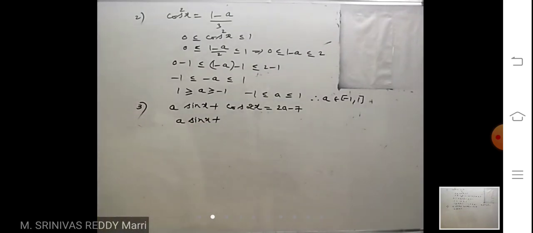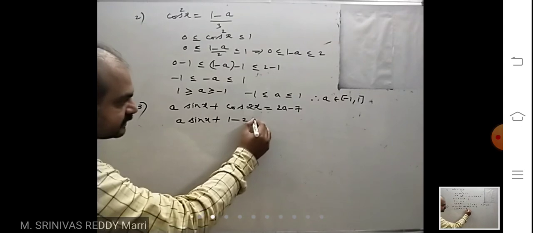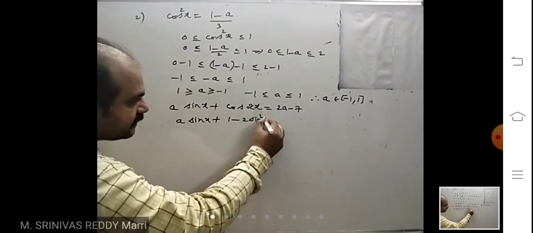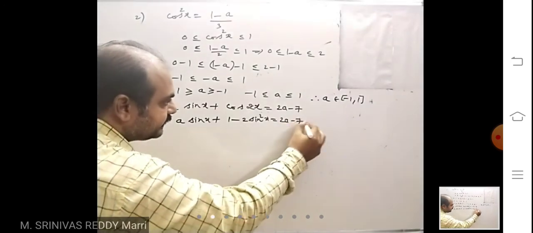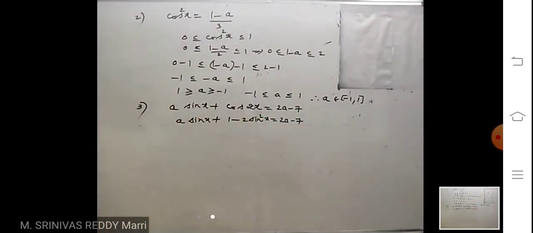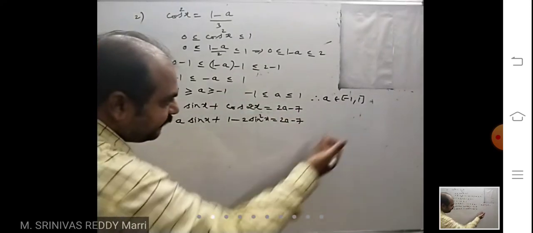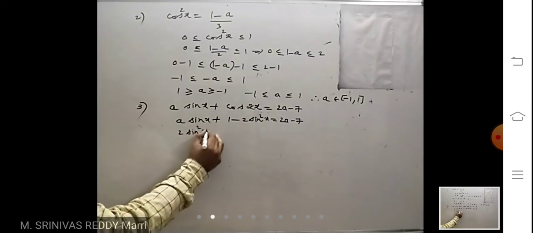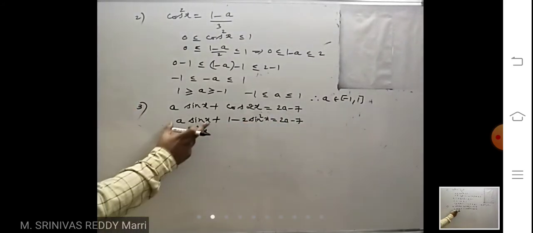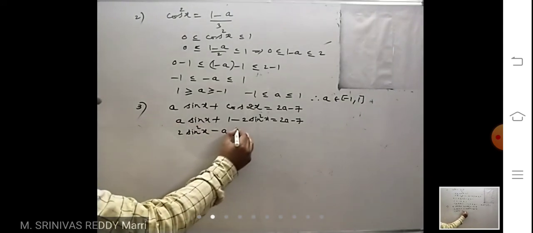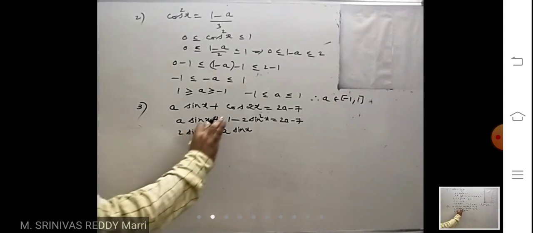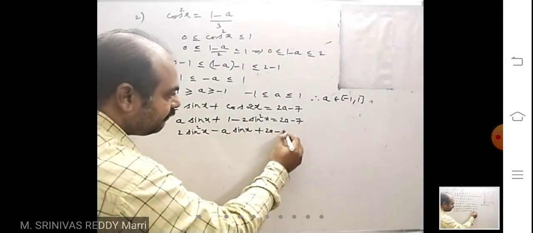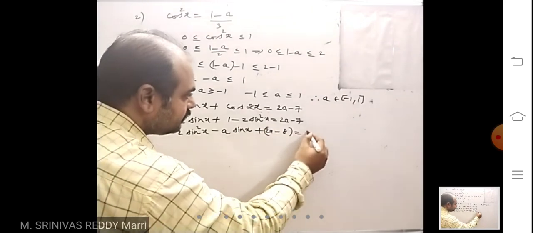Plus sin x. So this is 1 minus 2 sin square x, cos 2x in terms of sin x. Because sin x is there, you can form a quadratic equation. Bring all the terms to that side. That means 2 sin square x. Next, the sin x term, minus a sin x. Next, the 2a minus 7 minus 1. So this is the one.